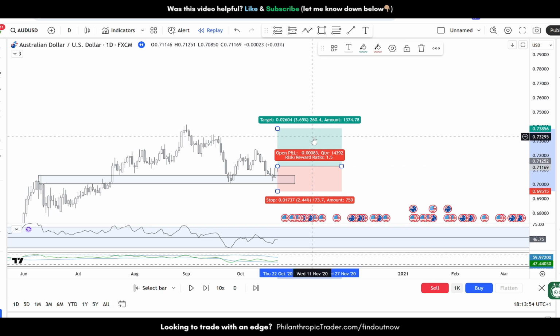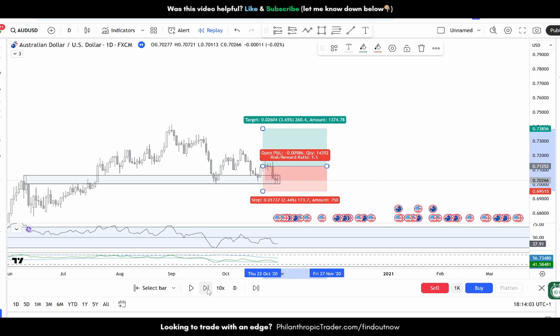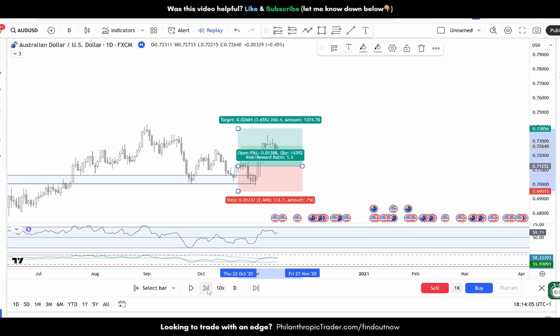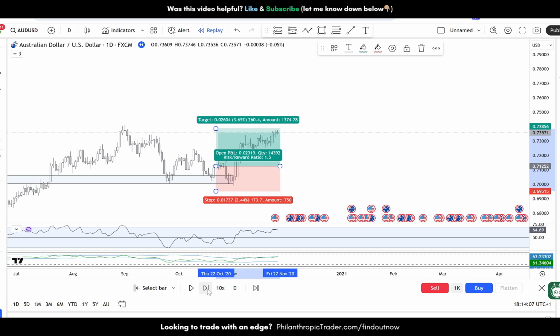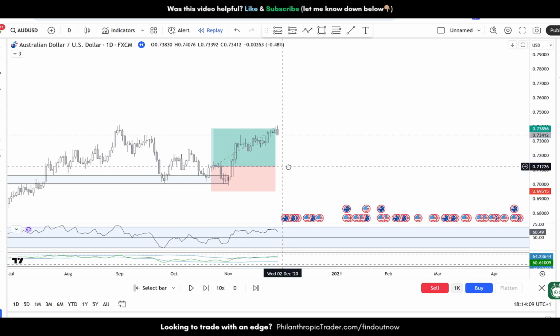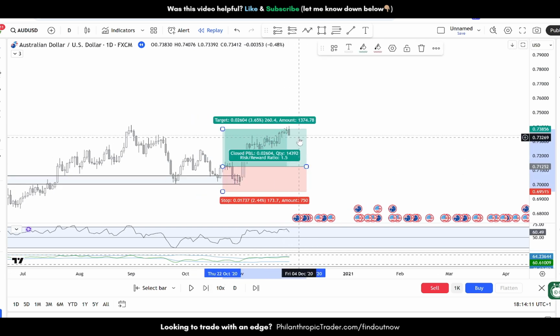And over here we see it's about 260 pips and I risk 173 pips. Then I see price, what did it do? And we see that finally price reaches our target. So that's it over here.